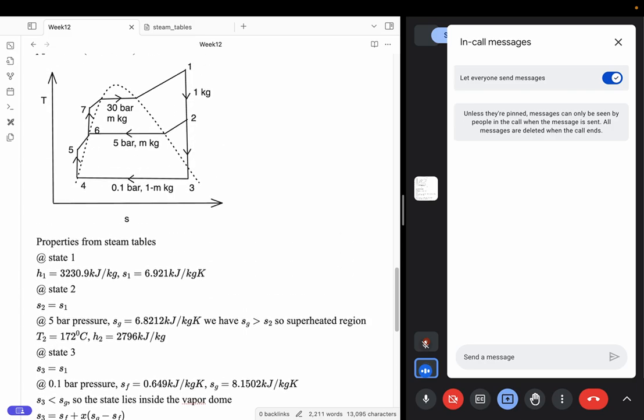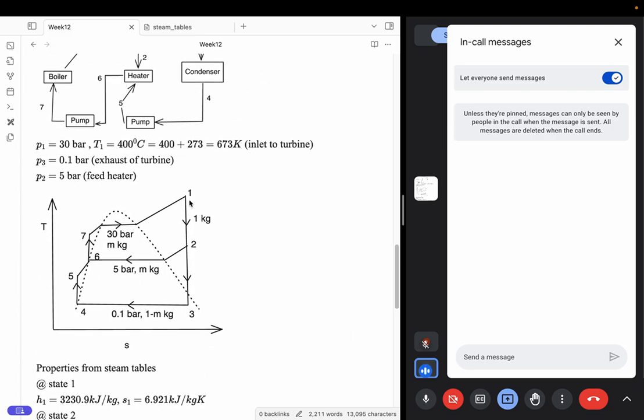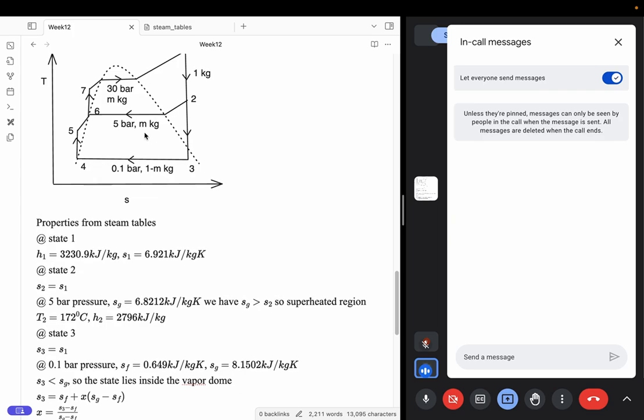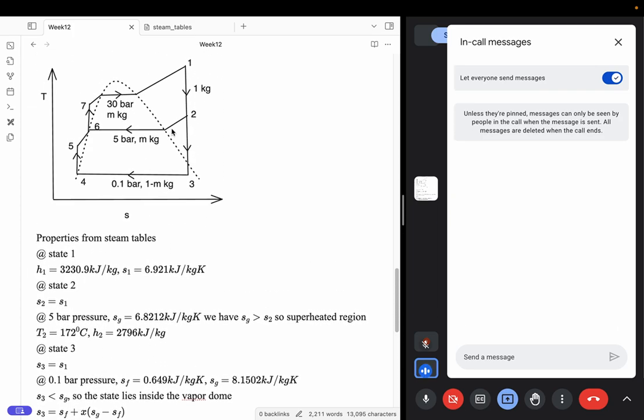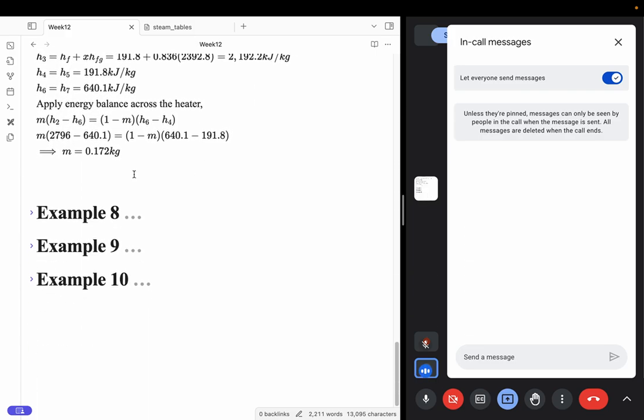So what does this mean? For every kilogram of input to the turbine, you are sending around 0.172 kilograms of it into the feed water heater and the remaining into the condenser. That is the mass fraction that is getting transferred. Now we know the mass fraction, so we can directly calculate the work done. So this is the steam rate. This is the first part of the problem.